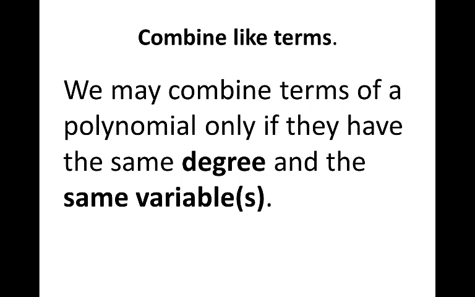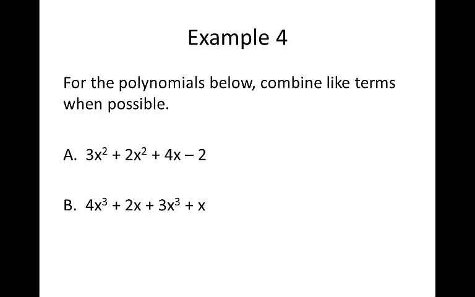Combining like terms, we've talked about this before, but let's now sort of formalize it with polynomials. We can combine like terms if they have the same degree with the same variables. So for instance, in part A, what can I combine here? I have 3x squared plus 2x squared plus 4x minus 2. So same degree with the same variable. I can combine 3x squared and 2x squared to get 5x squared.